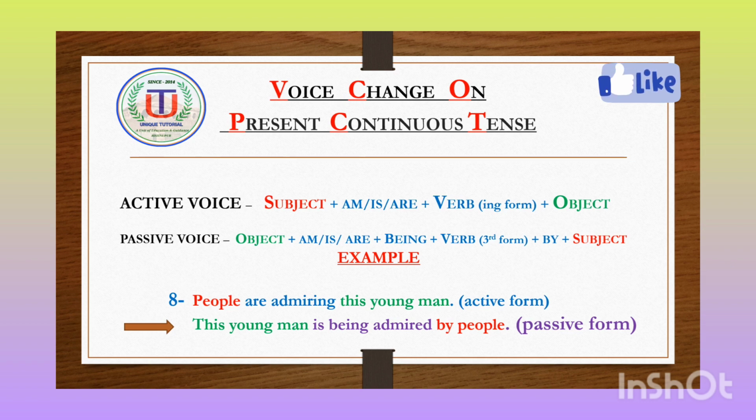This sentence is in active form, because the doer of the action is the people here. So in this sentence the object is this young man. This young man will come first in passive form, then an auxiliary verb. Because the young man is singular, it will be is, then being, then admiring in third form will be admired by people. The final answer will be, this young man is being admired by people.